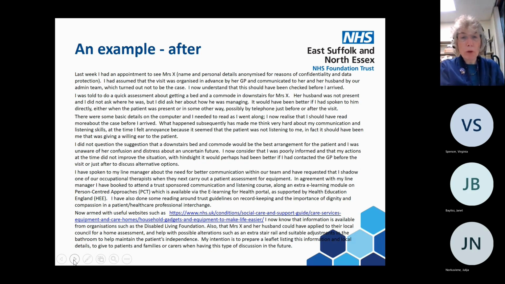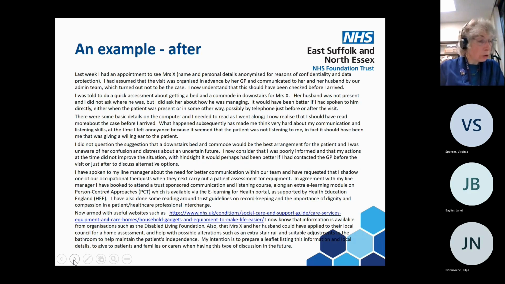And also, they've booked to attend a trust-sponsored communication and learning course. And also, the e-learning for health portal does have an e-learning module on person-centered approaches, and they're going to have a go at that as well. They've done some reading about trust guidelines on record keeping and the importance of dignity and compassion. They've also looked at some websites, and they now know that information is available from organisations like the Disabled Living Foundation.